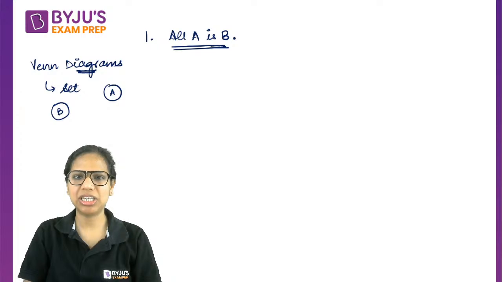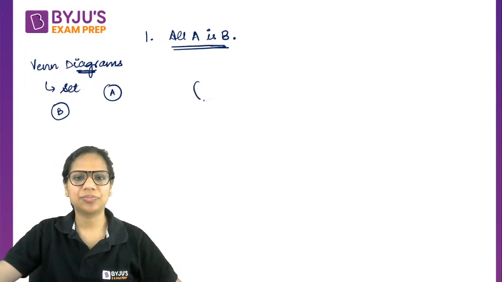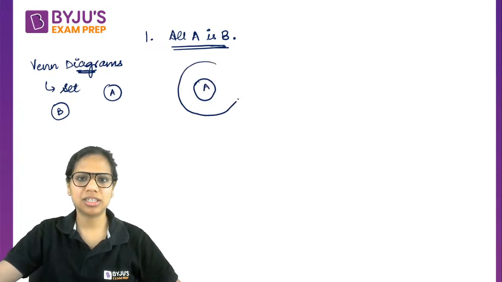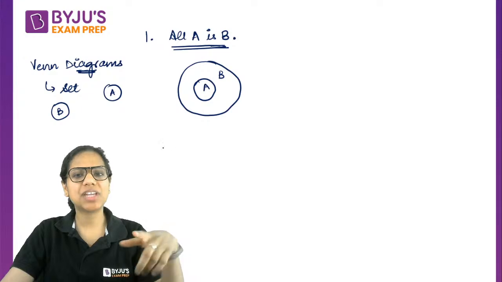All A is B. How can I present this on a Venn diagram? Our focus is on building concepts today. A inside B. Very good, Ayush. A inside B. So this is A and this here is B. Absolutely correct. Is this the only way of presenting this diagram?